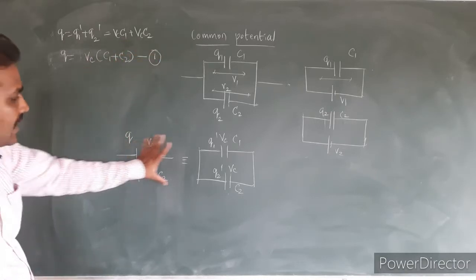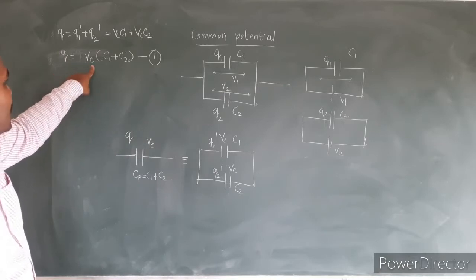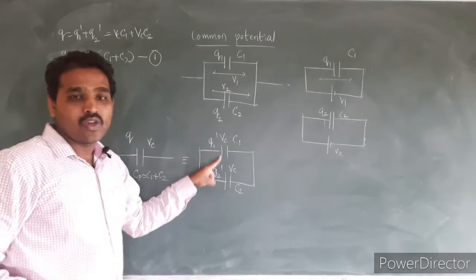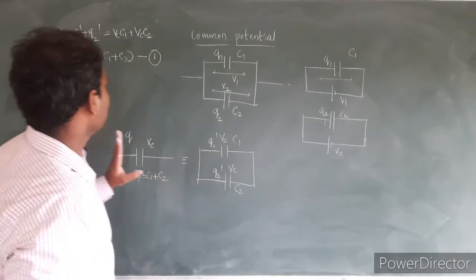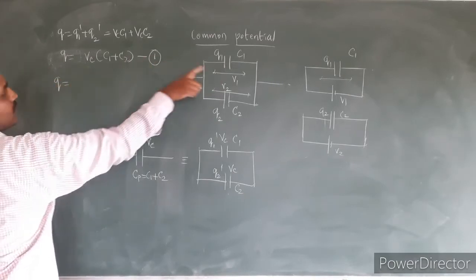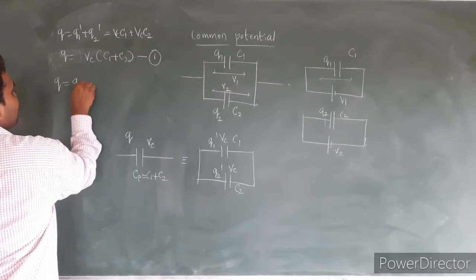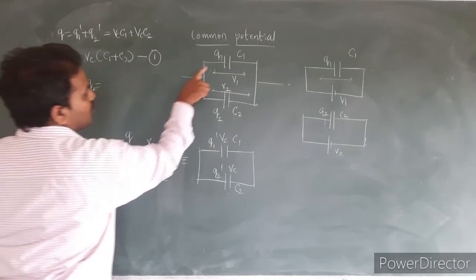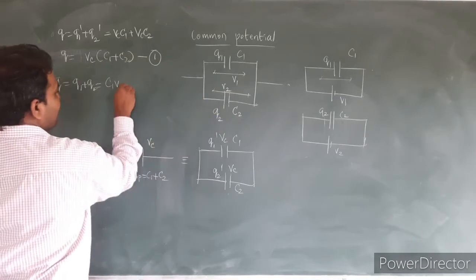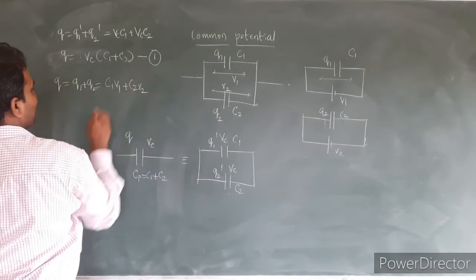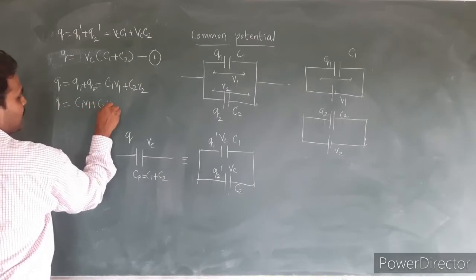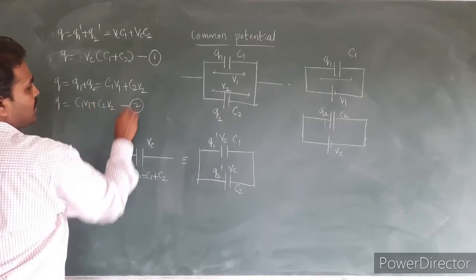From the final effective circuit, I can write Q is equal to Vc into (C1 plus C2), where Vc is the common potential when those two capacitors are connected in parallel. Similarly, from this figure, I can write Q is equal to Q1 plus Q2. Q1 is equal to C1 V1, is it not? So Q is equal to C1 V1 plus C2 V2. Let this be equation number 2.